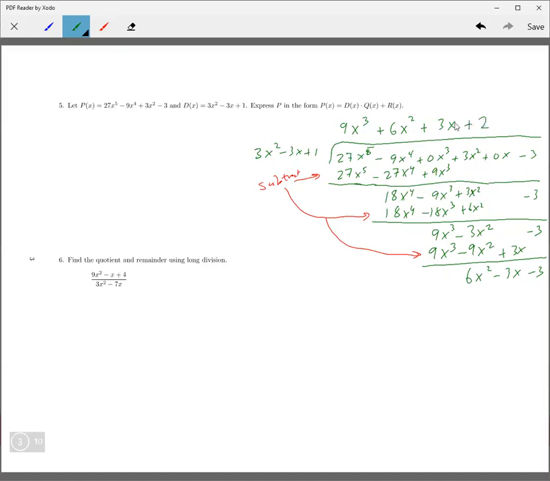And then 2 times 3 is 6, so that's going to be 2 as the last one right there. So multiplying 2 times 3x squared is 6x squared. 2 times 3x is negative 6x. 2 times 1 is 2. So subtract, that's 0, that's 3x, and this is minus 5.